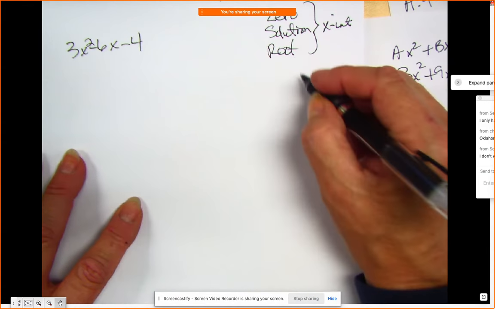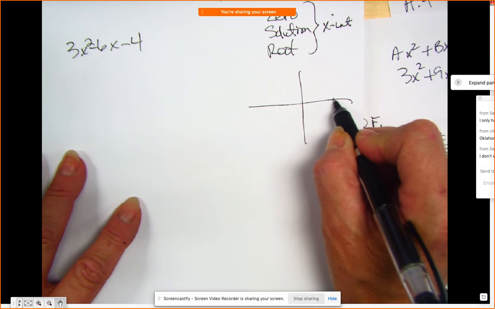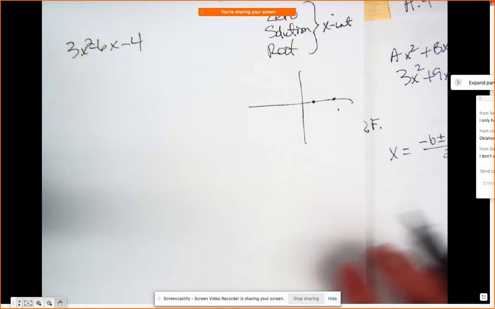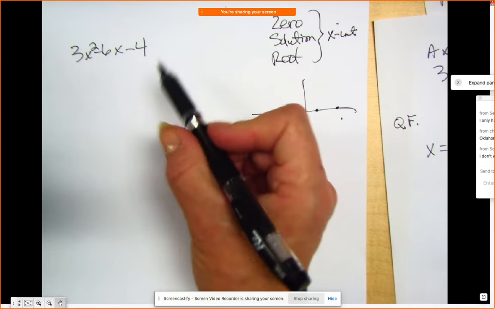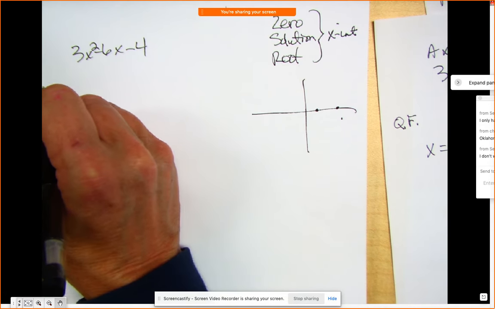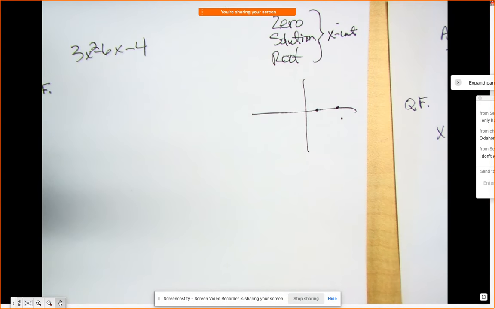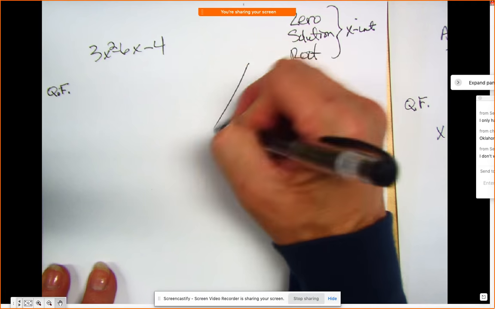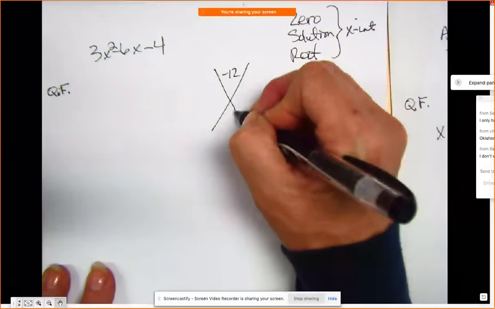Okay, we're trying to find where this parabola crosses. I'm not sure where it's going to cross, but it's going to find the two values. And the reason the quadratic formula is very useful is like on this one, if I tried to factor it, it's not factorable. I mean, I can prove it to you. I can slide and say, okay, negative 12 would come up here.